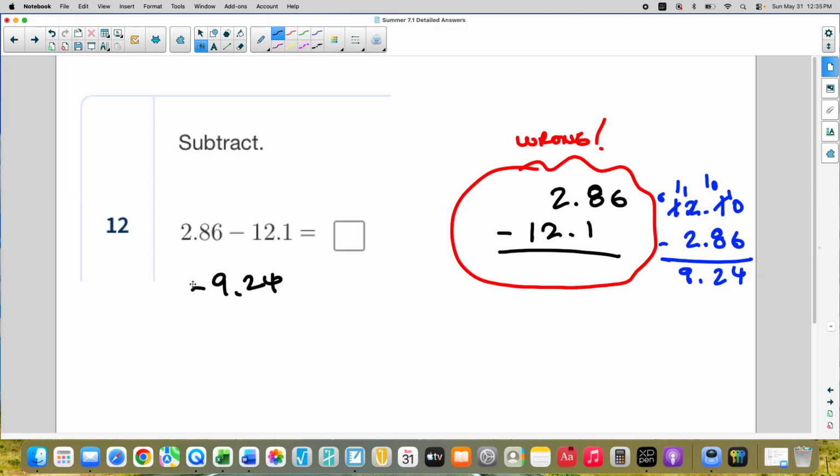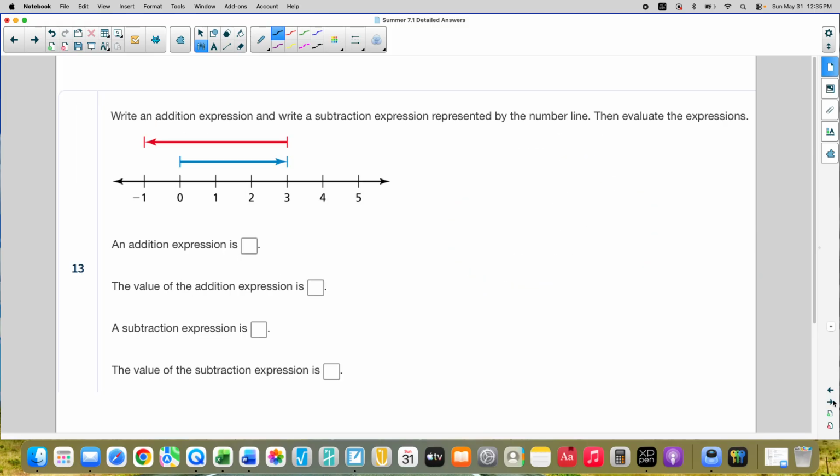9.24. But it's going to be negative because I have more negatives than positives. Okay? These signs are different, so we take the difference between the two numbers, the smaller from the larger, and then we keep the sign of the larger. So negative 9.24. Bet you a lot of people get that one wrong.